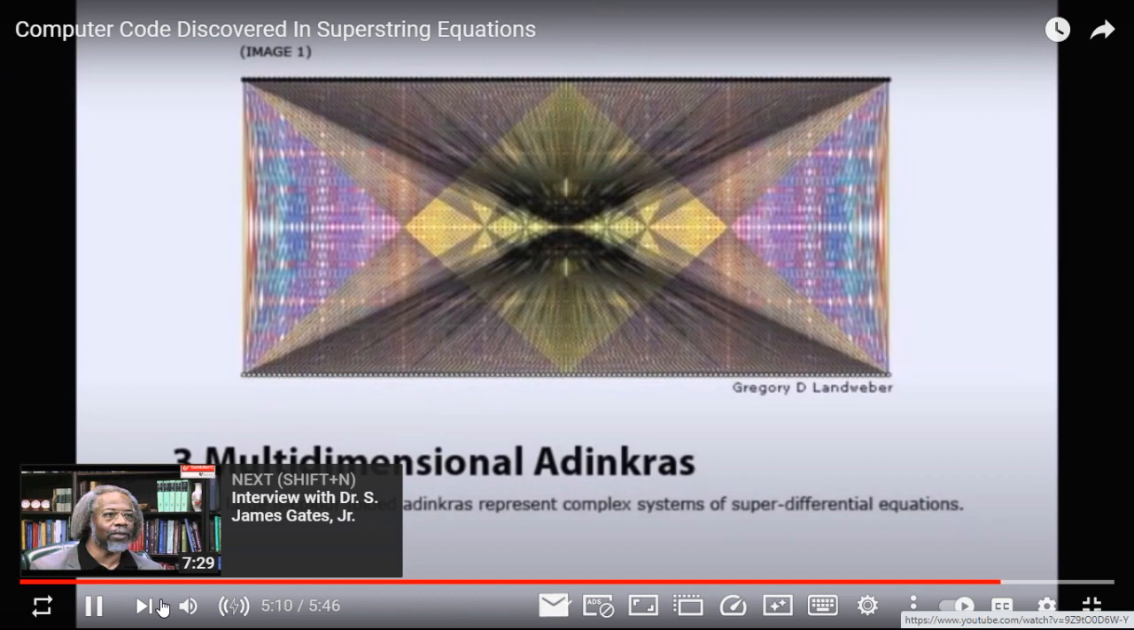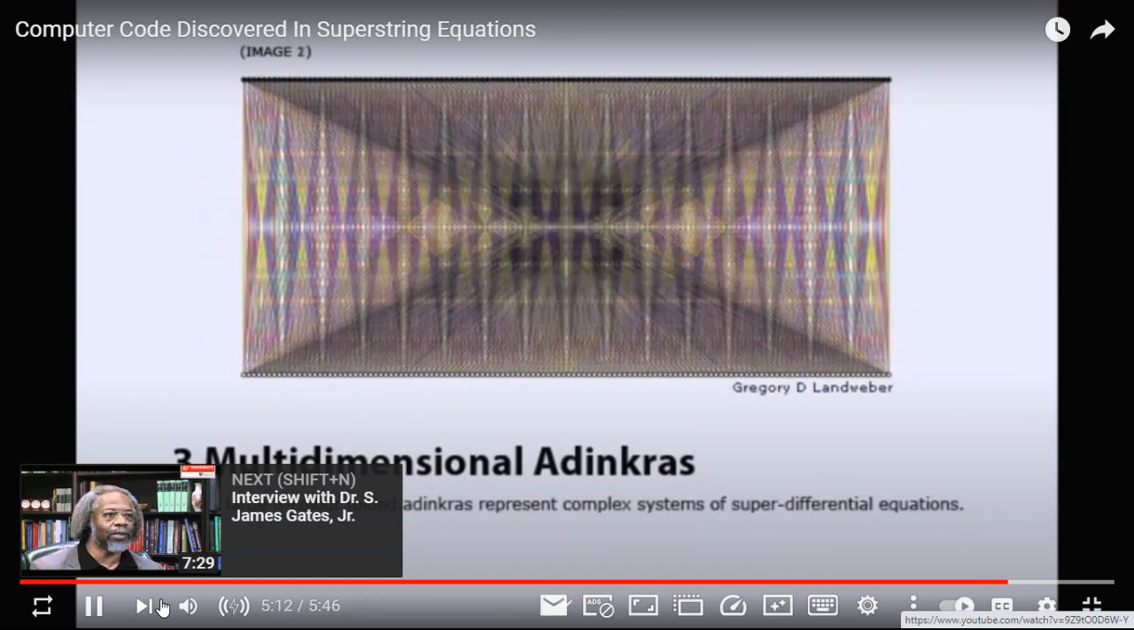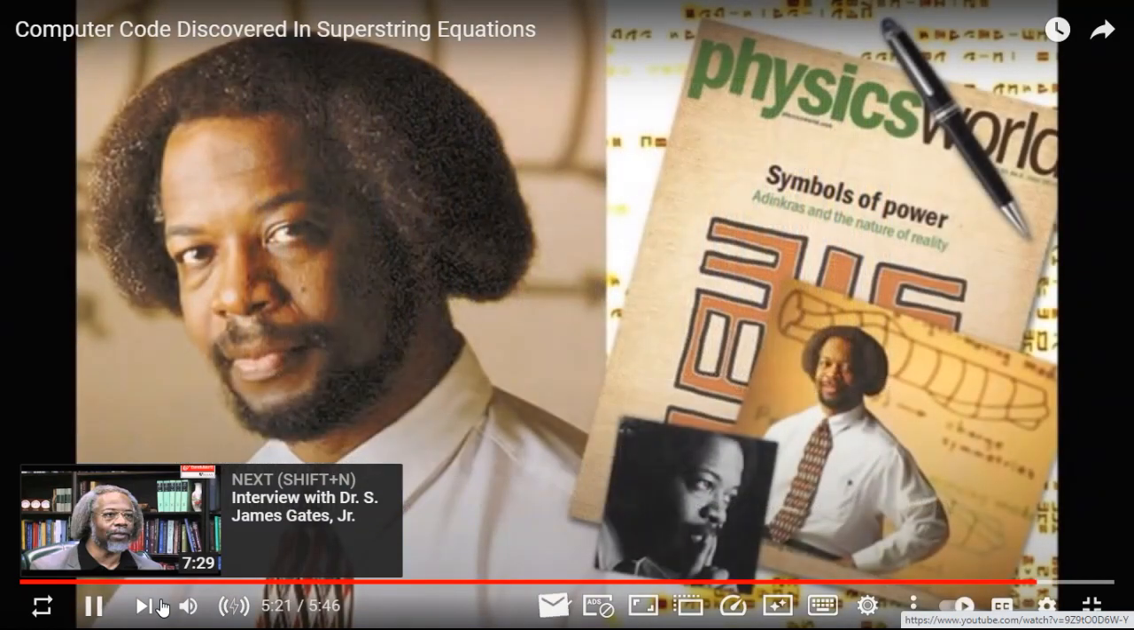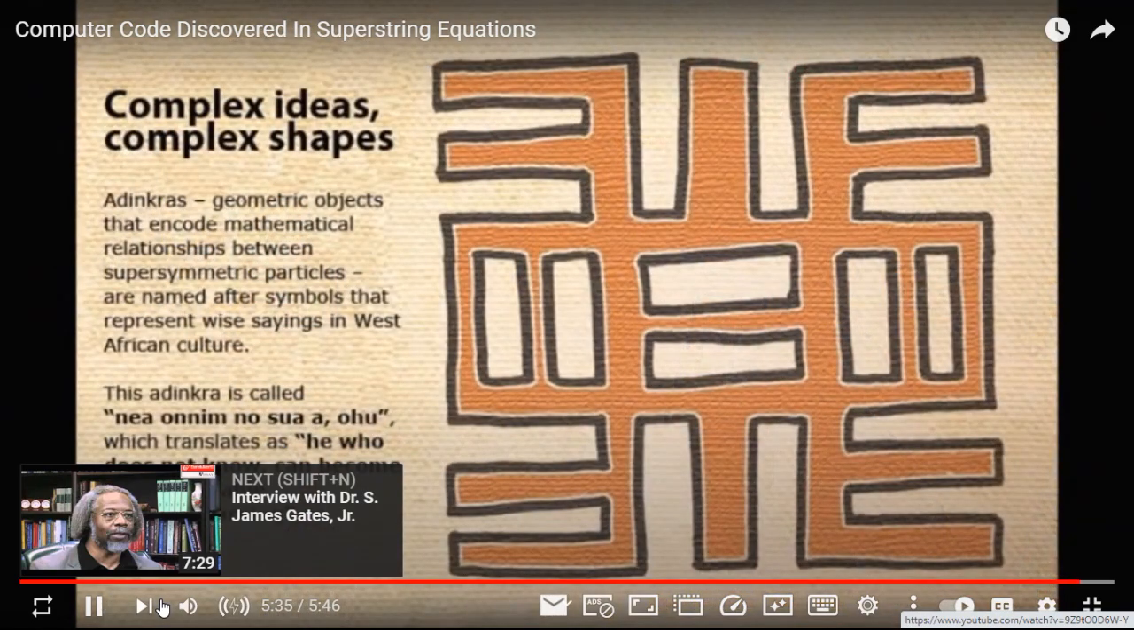But Jim, I thought you had a popular level article on this? Thank you. Yes, actually, this past June, the British journal Physics World asked me to write a popular level description of what we have found. In the June edition of Physics World, published in London, the cover story is called Symbols of Power. It's about these weird symbols that have been showing behind us. We call these things adinkras. So for a popular level description, yes, we've written that. But other than this one, it's all technical gobbledygook.